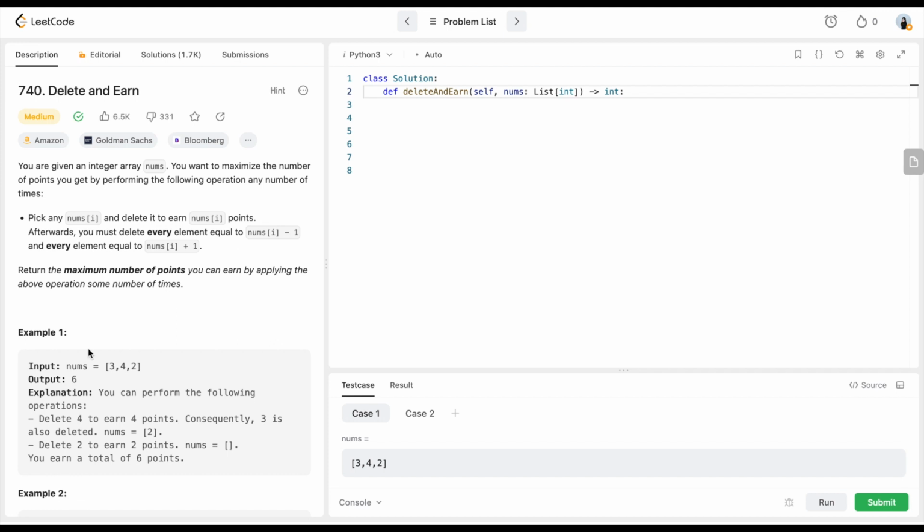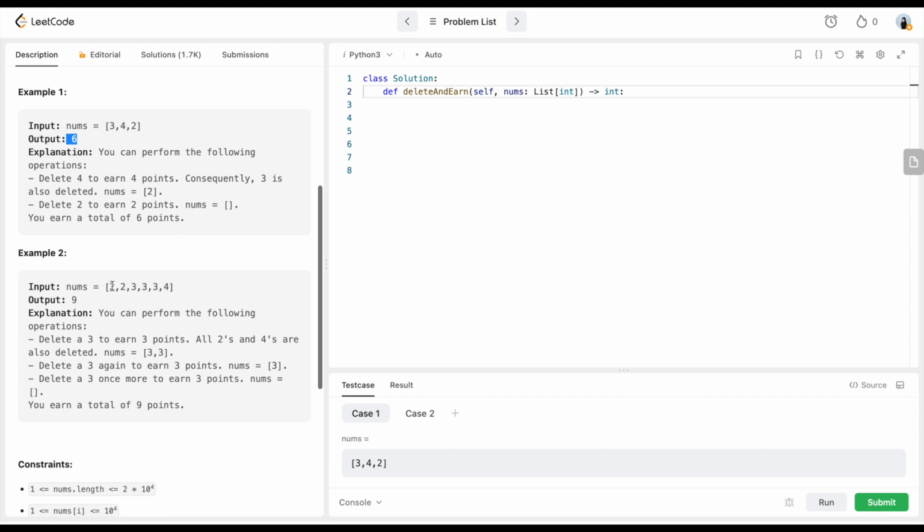Looking at example 1, 3, 4, 2: if we pick 4 to earn points, then it means we cannot earn points 3 or 5. 5 is non-existent, so we just cannot earn 3. And then we can earn 4 and 2, which is a total of 6. But if we choose to earn 3, we cannot earn points 3 plus 1 and 3 minus 1, which would be 4 and 2. Then we can only earn 3 points. So the maximum amount of points in this case should be 4 and 2, which is 6.